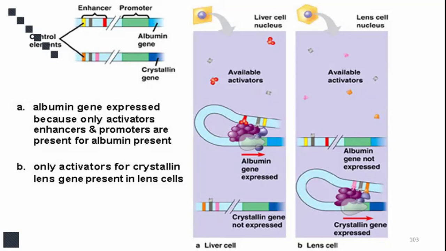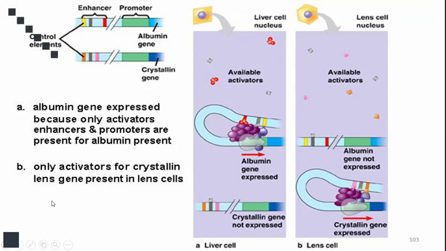So this is a classical case here. You have a liver cell here, and then you have a lens cell. You see control elements upstream, the promoter region. You can see the promoter of the albumin and crystalline genes. Now let's see what happens. Under A, you see the albumin gene expressed because activators, enhancers, and promoters are present for albumin. So what is that supposed to mean? It means that the promoters and the rest, when they come, will be able to activate this liver cell.